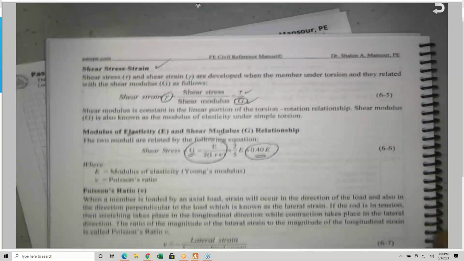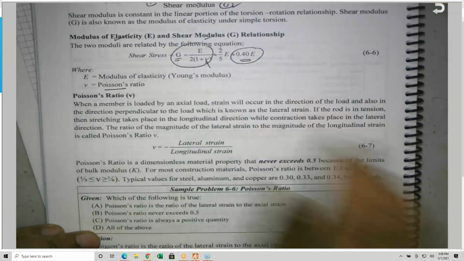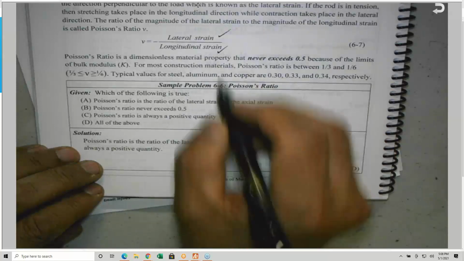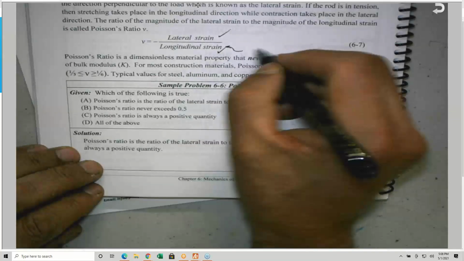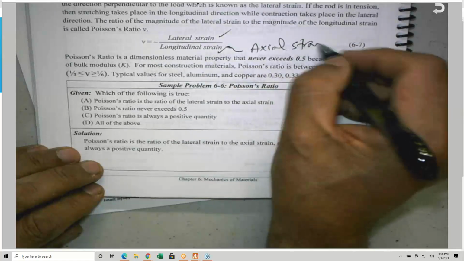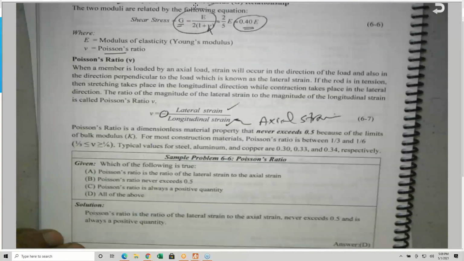I say about because Poisson's ratio is not constant, it is variable. Poisson's ratio, here it is. This is the equation: the lateral strain over the longitudinal strain. Longitudinal strain, as I told you, is the same as axial strain. And the minus is not a typo. We precede this with the minus to ensure that Poisson's ratio is a positive quantity, okay?